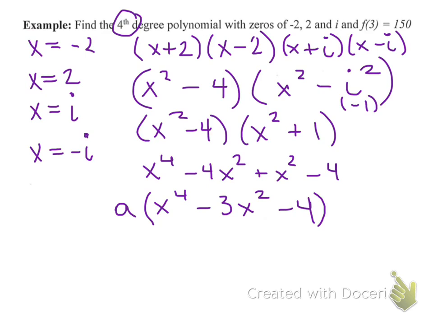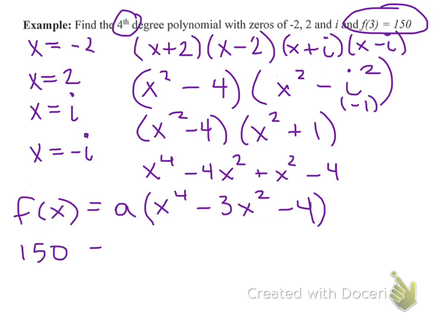So notice they gave us this other fact up here that f of 3 equals 150. So we are going to, assuming I said this is f of x equals a times this equation, the f of x gets replaced with 150, and I'm going to input 3 everywhere I see x. So I'll have 3 to the 4th minus 3 times 3 squared minus 4.